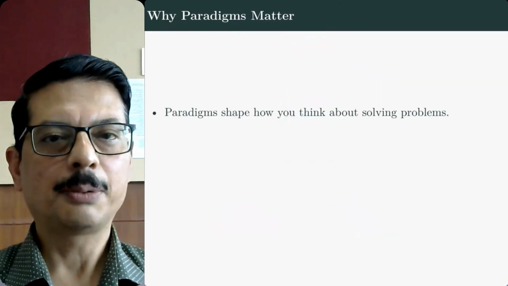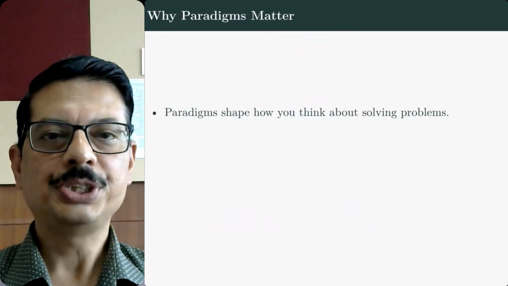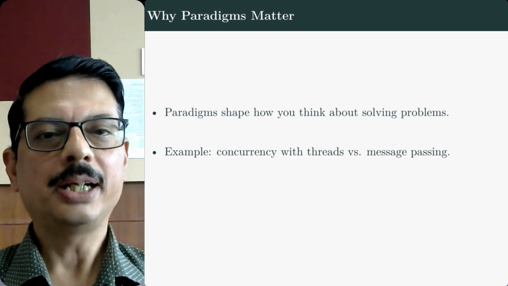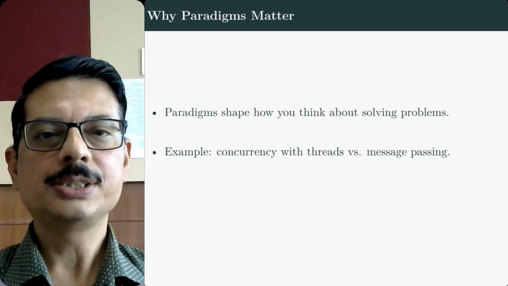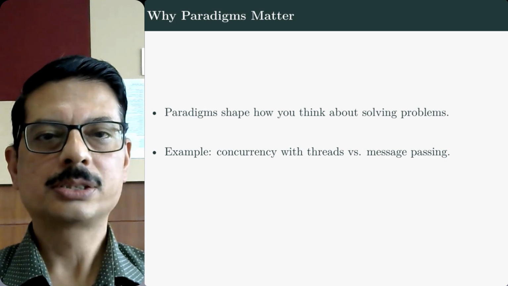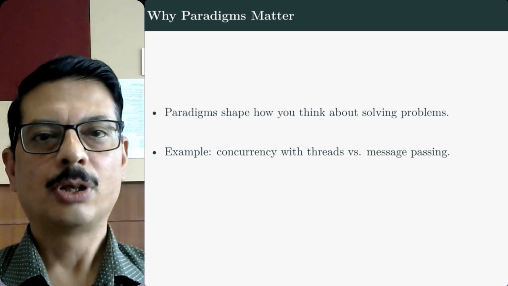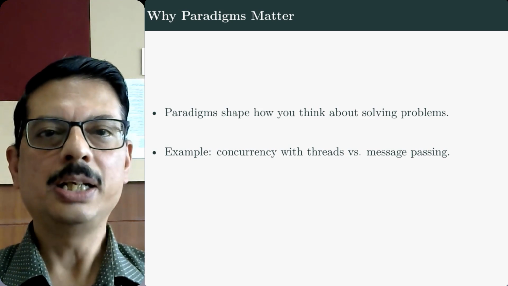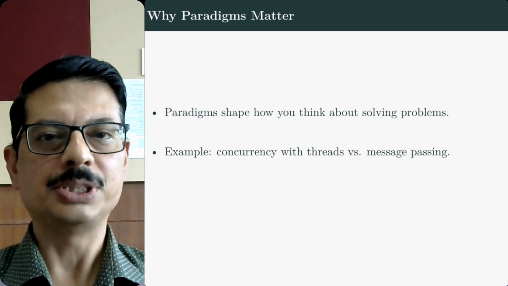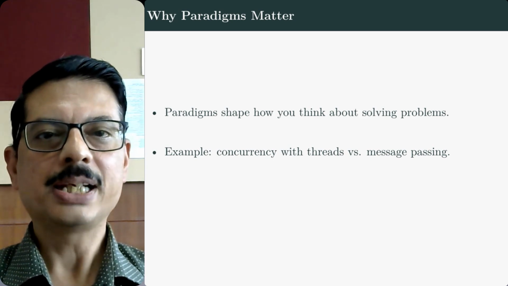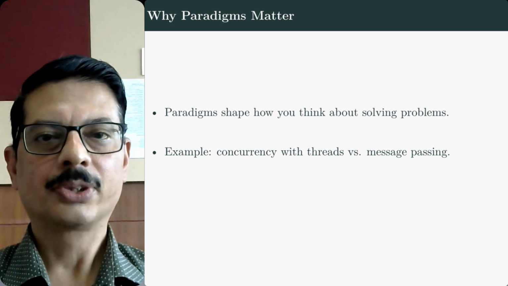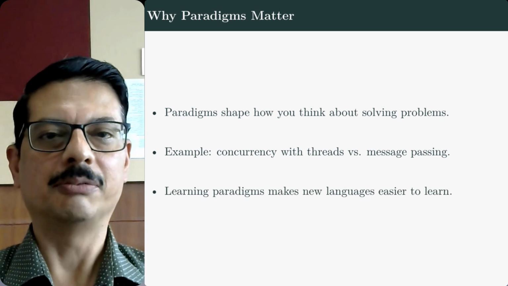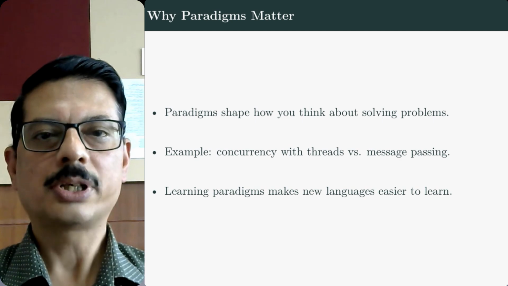So why should you care about paradigms? Because paradigms shape how you think about problems. Take concurrency. In an imperative language like Java, concurrency often means threads, locks, and the risk of deadlocks. But in Erlang, which is a concurrent language, concurrency means independent processes sending messages to each other. The model itself makes some problems easier to solve. When you understand paradigms, you stop asking what's the best programming language and start asking what's the right paradigm for this problem.